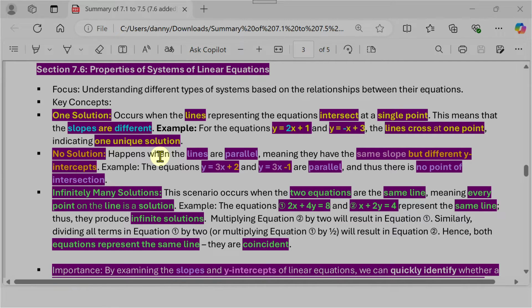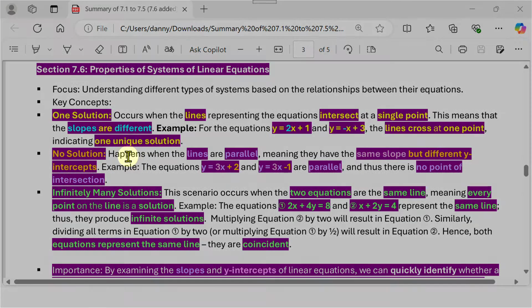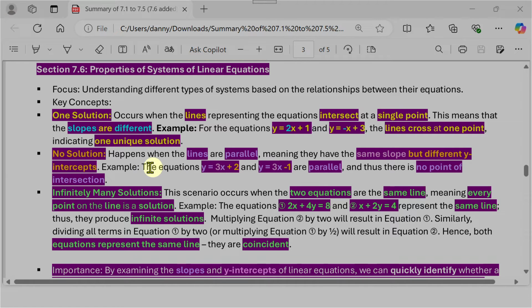A linear system, or system of linear equations, can also have no solution, in which case the lines are parallel. And how do we tell if lines are parallel? Well, we did this in previous chapters, where if they have the same slope, they're parallel. But in particular, for a linear system to have no solution, the lines need to be parallel, meaning they need to have the same slope, but they need to have a different y-intercept.